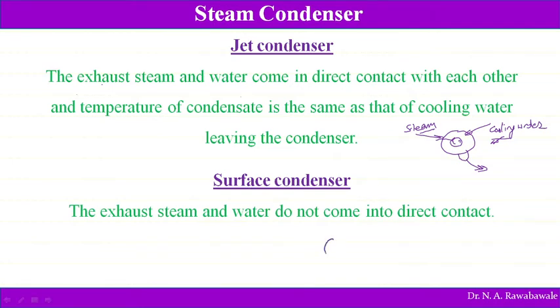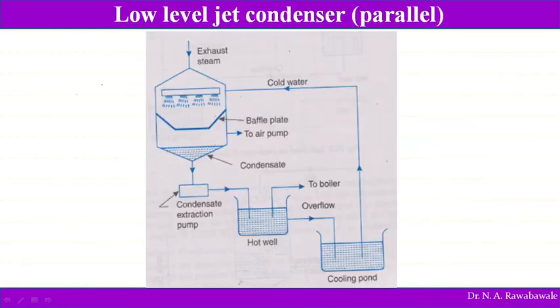Say for example, this is the condenser shell. So it has got n number of tubes through which the cooling water is circulated, and around these tubes the steam is circulated. So here there is no direct mixing of steam with cooling water. Here the condensate is collected at the bottom, and that is extracted by using a condensate pump or extraction pump. Now we will see different types of condensers.